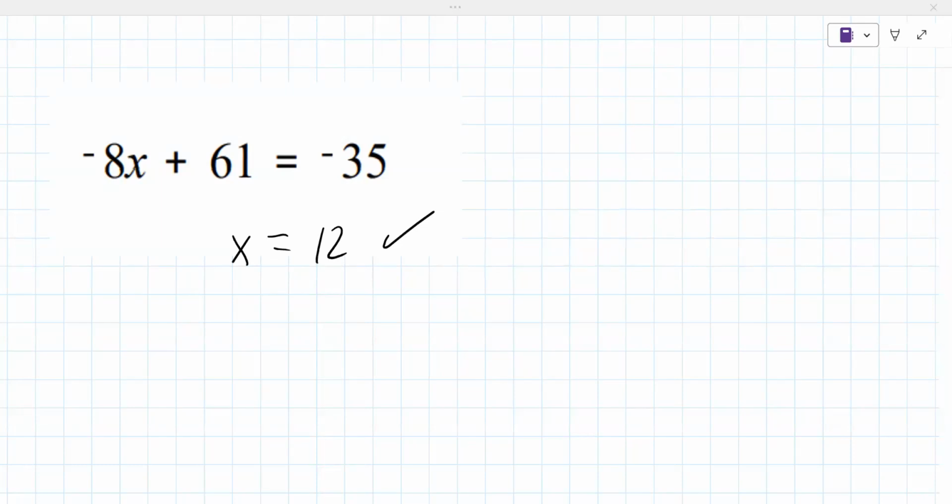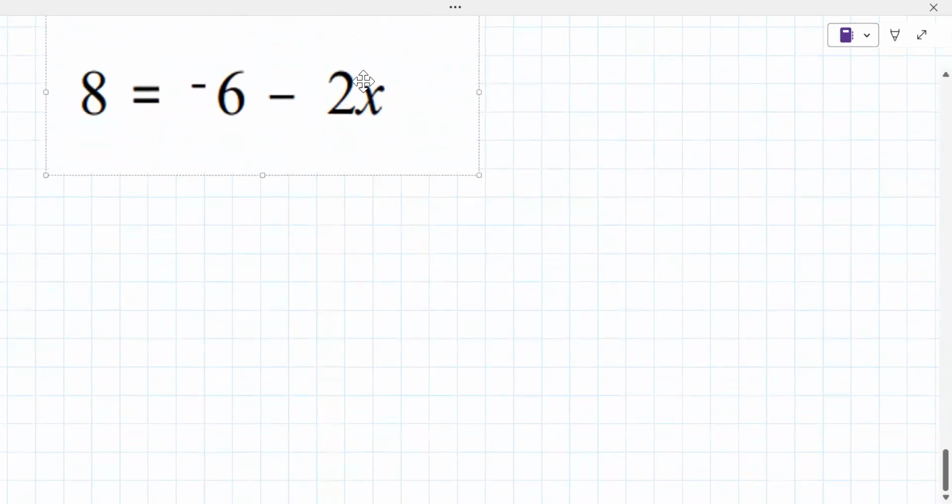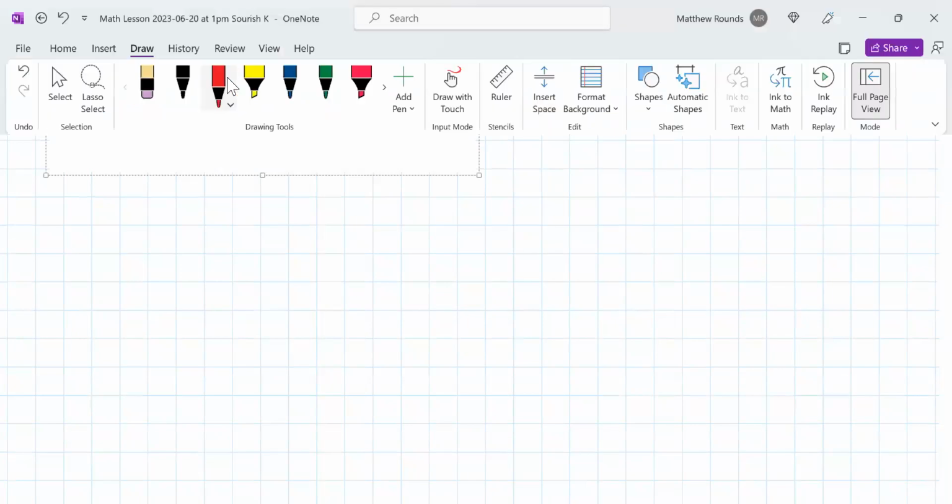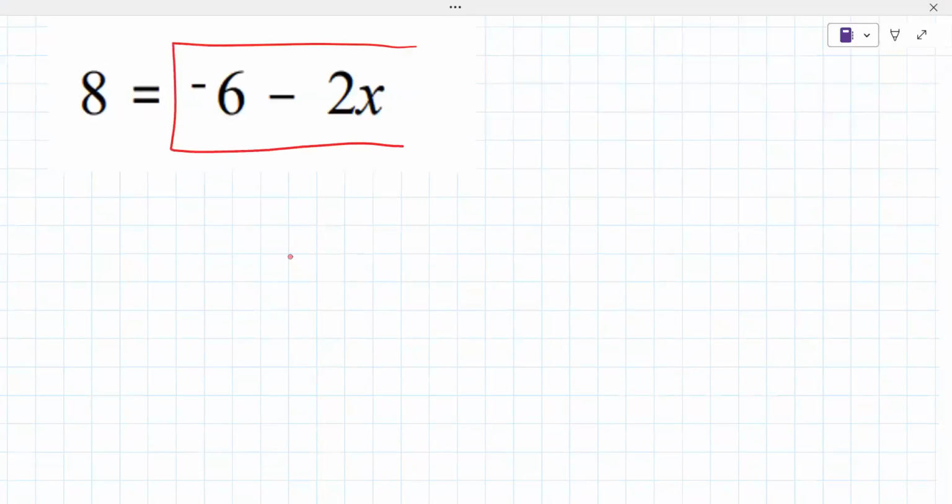We're going to do a few more because we want to get really comfortable with this. Probably next time we'll switch to a new topic. All right, so new problem here. When you look at the side with the variable, what math operations do you see? It's subtraction. So you have to undo subtraction by addition. What number are you going to add?